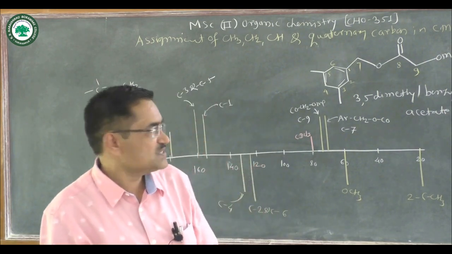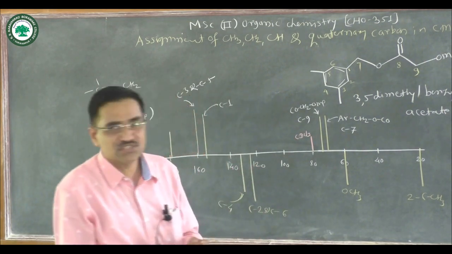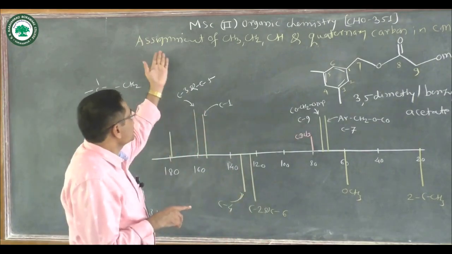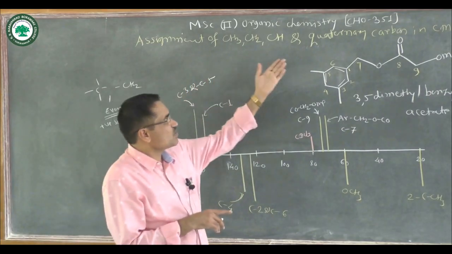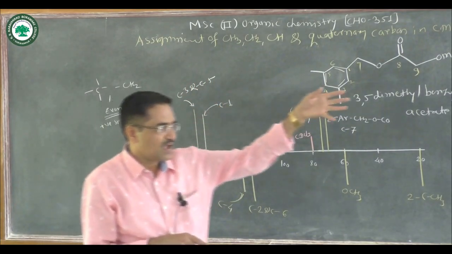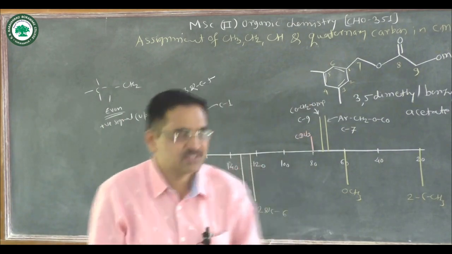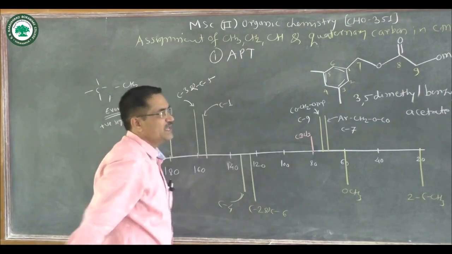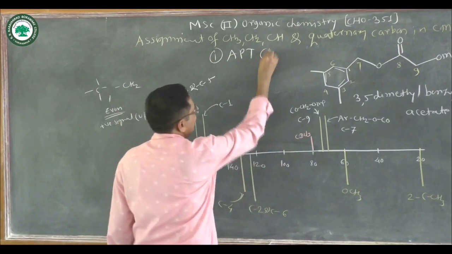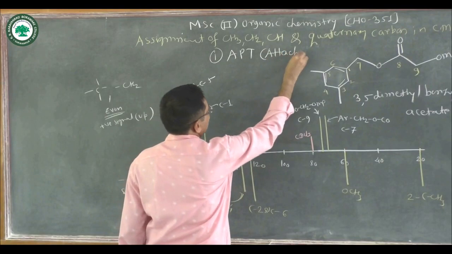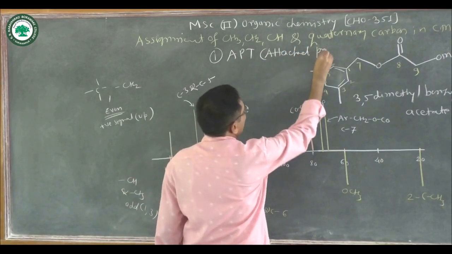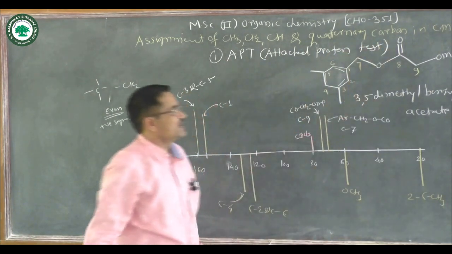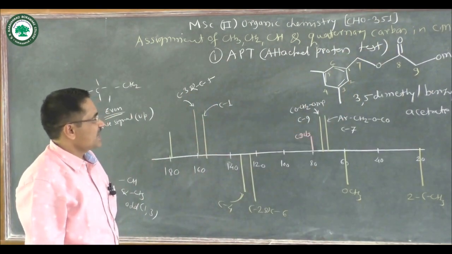When we observe the spectra, there are differences in CH3, CH2, CH as well as quaternary carbon. This means assignment of CH3, CH2, CH and quaternary carbon in CMR, and for this there are two methods. One is APT. APT is nothing but the attached proton test.